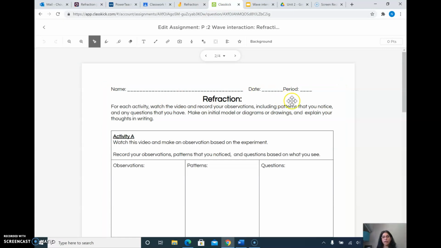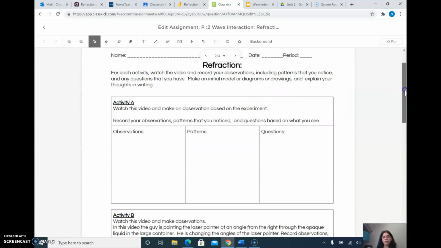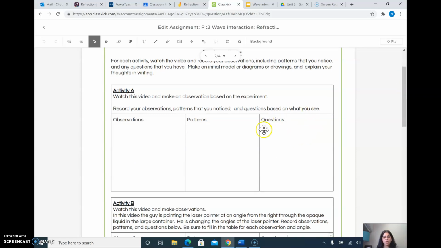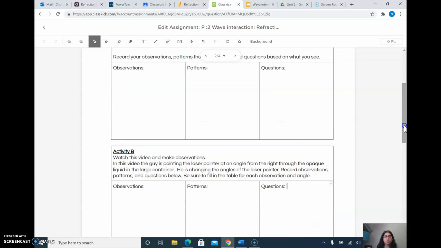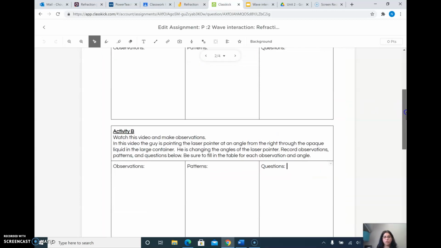In Activity A, when you watch the pencil inside the cup of water, you will write your observations and questions. When you watch both videos, you will look for the pattern in both, how they are related or not related, or whatever your observation is, and write it down here.